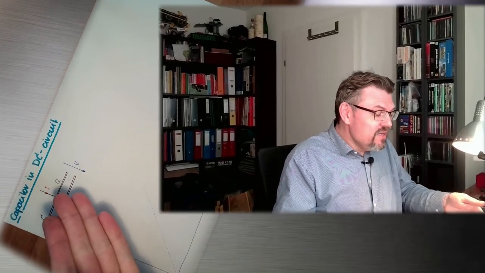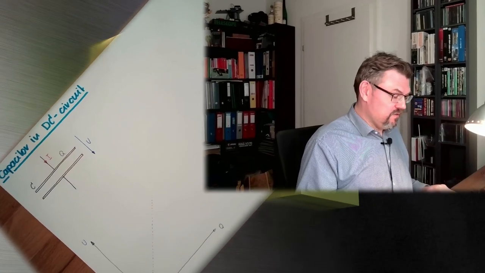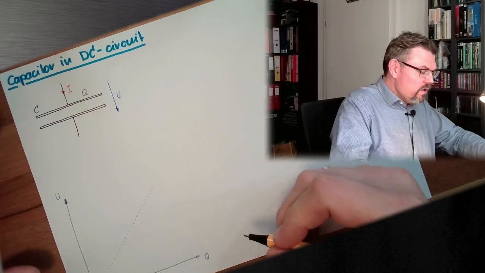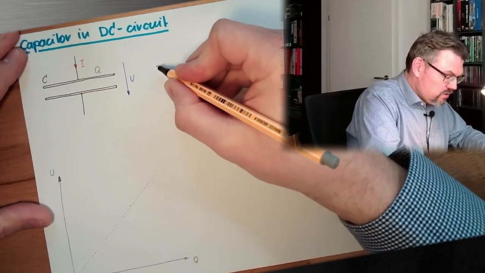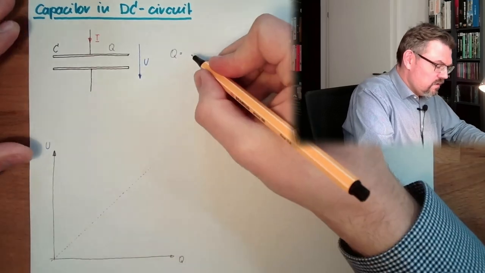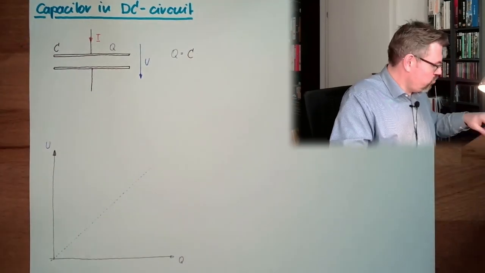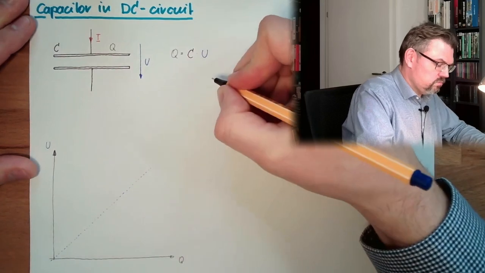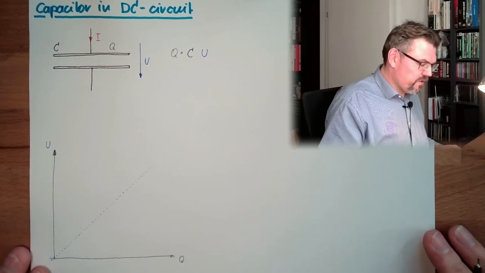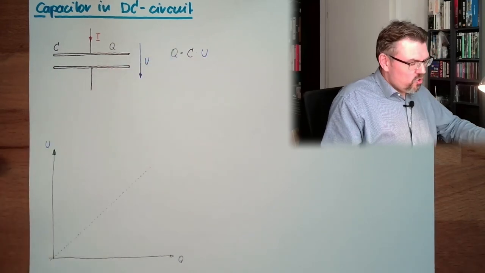I've drawn the situation here. So we have a capacitor, we have a voltage at the capacitor, we have a current passing through the capacitor, and there is a charge stored inside the capacitor, because it has a certain capacitance. And we know that the charge, Q, equals C times U. This we derived from the electric field, and that's it.